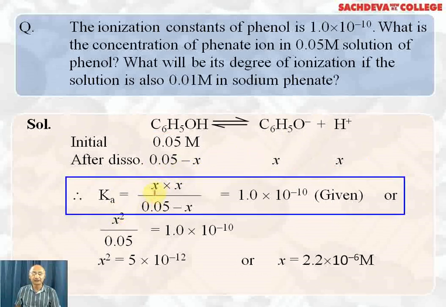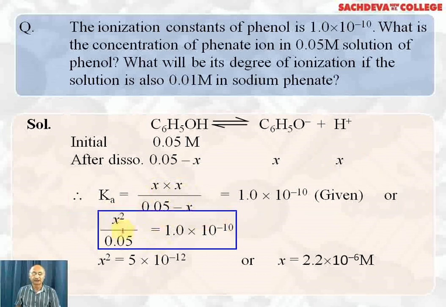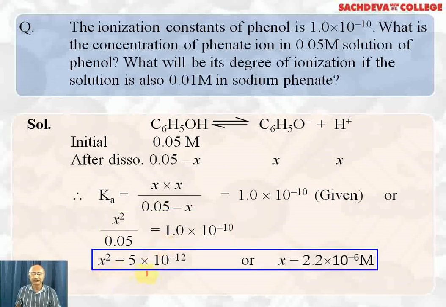Ka is equal to X into X divided by 0.05 minus X, which is given to be equal to 1 × 10^-10. X square over 0.05 is equal to 1 × 10^-10, because X is very small. So X square comes out to be 5 × 10^-12. X will be square root of 5 into square root of 10^-12. That is 2.2 × 10^-6 molar.